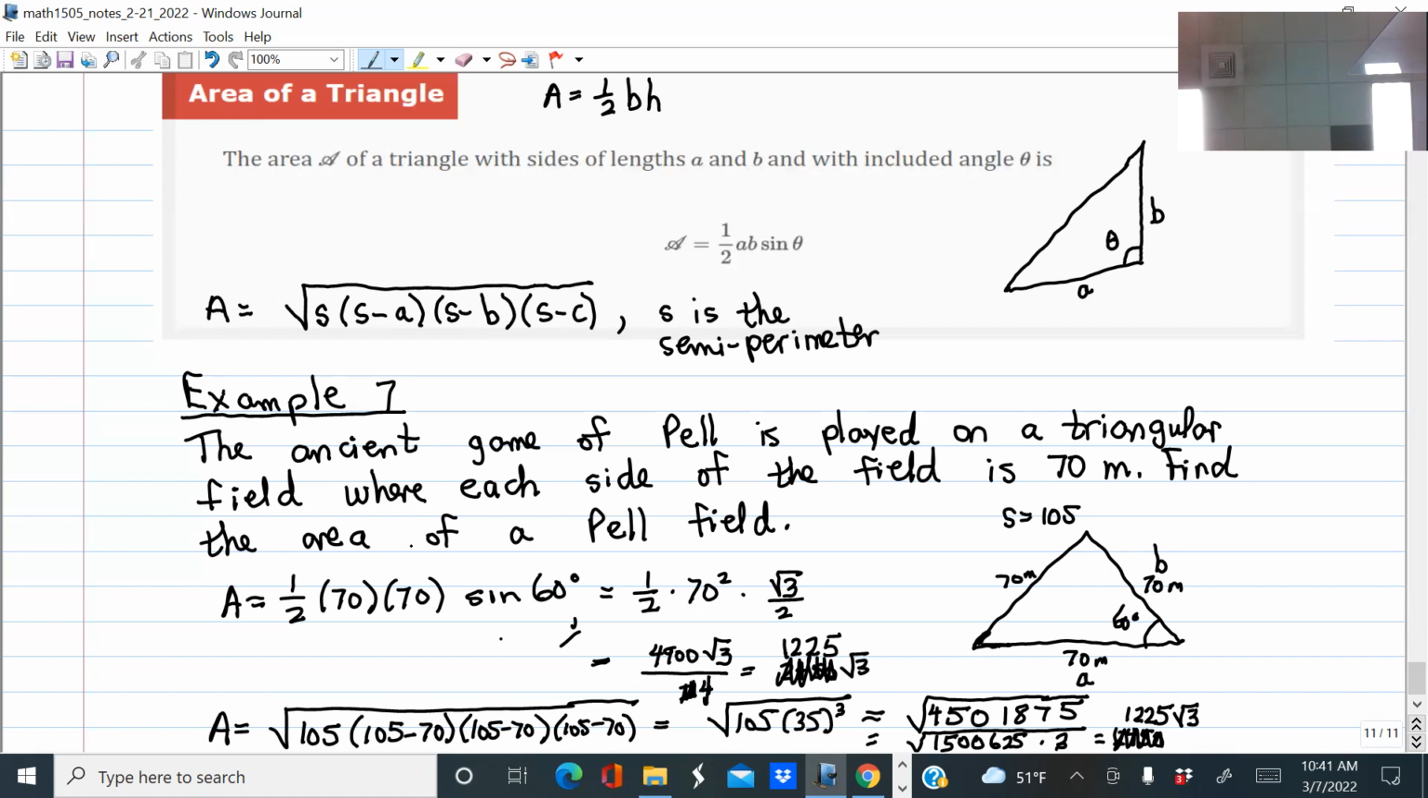This is the only one I know that has a name. This is called Heron's formula. Yeah, like the bird, but it's not named after a person. These two, as far as I know, don't have names, but they probably do. I just am not aware of them.